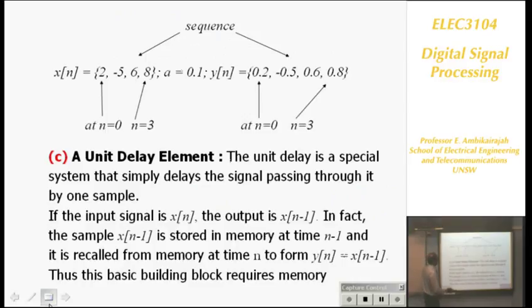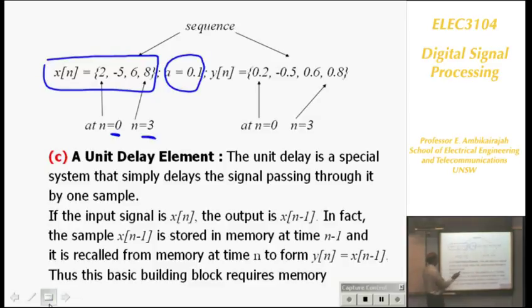So in the multiply operation, here's my input sequence. You see, that's the value. How many values? 1, 2, 3, 4. N goes from 0 to 3. This is my multiplier constant, 0.1. So the output is that multiplied by that is 0.2. That multiplied by that is 0.5 minus 0.5. That multiplied by that is 0.8 at the corresponding position. And the last one is 0.8.